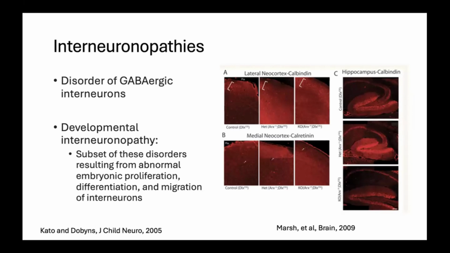When he recognized that some of these interneurons were not going where they're supposed to go in some of these genetic epilepsies. So developmental interneuronopathies includes a subset of these disorders that result from abnormal embryonic proliferation, meaning when cells are being born, differentiation, meaning what types of cells they turn into, and then the migration, if they end up where they're supposed to go.